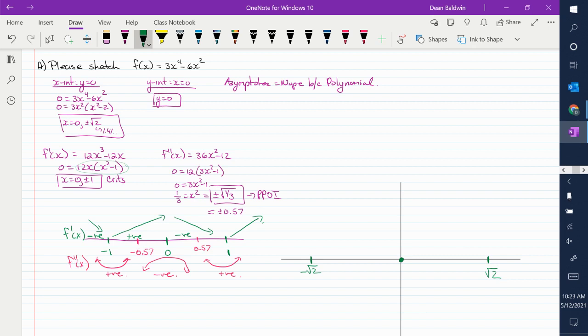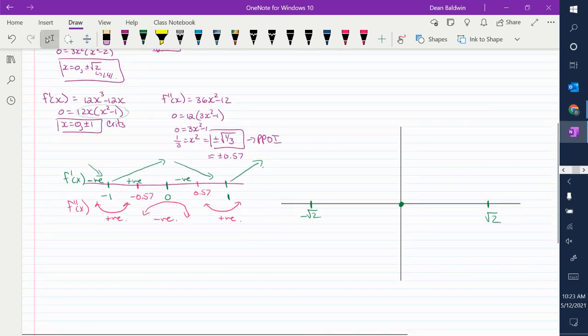There are no vertical or horizontal asymptotes. Next thing is to mark out your critical numbers. Our critical numbers were 0 and plus or minus 1. 0 is already marked. Plus or minus 1, so there's minus 1, plus 1. PPOIs are next: plus or minus root 1/3, which is about 0.57, so they're sitting in here somewhere.